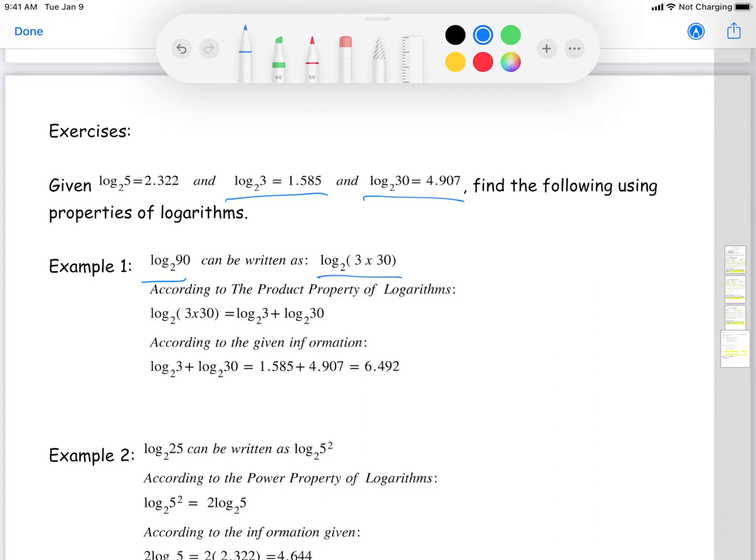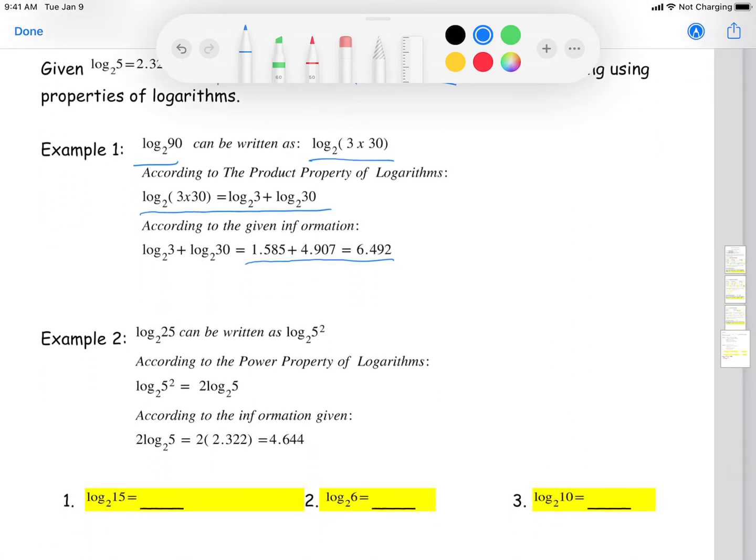Applying the product property says that log base 2 of 3 times 30 is the same thing as log base 2 of 3 plus log base 2 of 30. Knowing that, we can substitute in the values that we do know, and we get that that's the same thing as 1.585 plus 4.907, which gives us 6.492. Okay? And that's the actual value of log base 2 of 90.